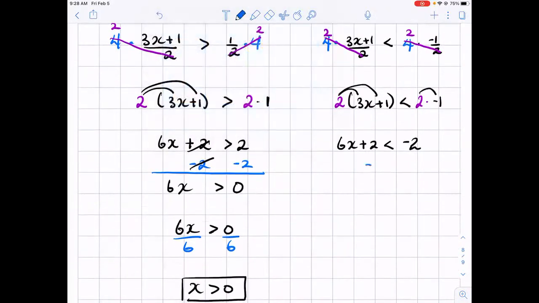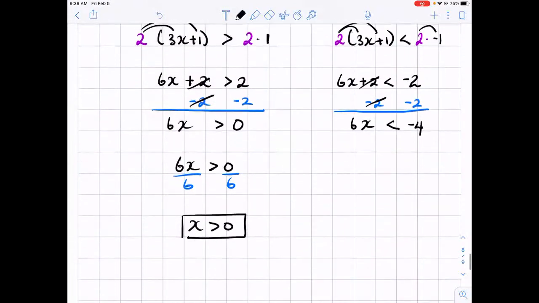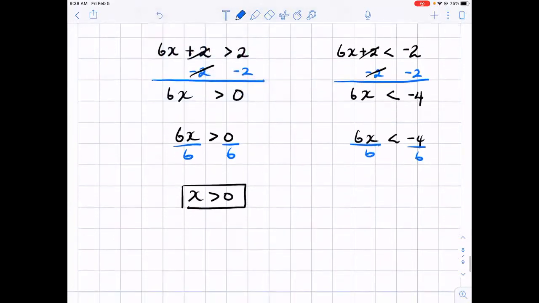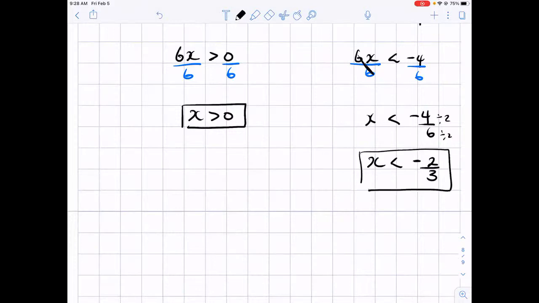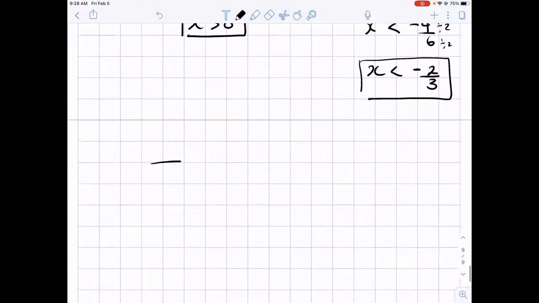Now to isolate x, if you subtract 2 on both sides, 6x plus 2 minus 2 becomes 0 is less than negative 4. And then if we divide both sides by 6, 6 divided by 6 is 1, so that leaves me with x less than negative 4 over 6, which can be simplified by dividing top and bottom by 2. You have negative 2/3.